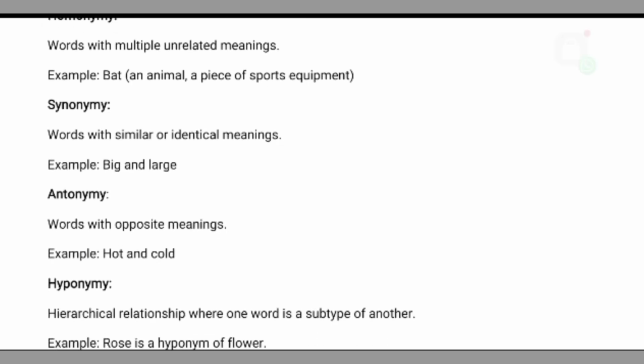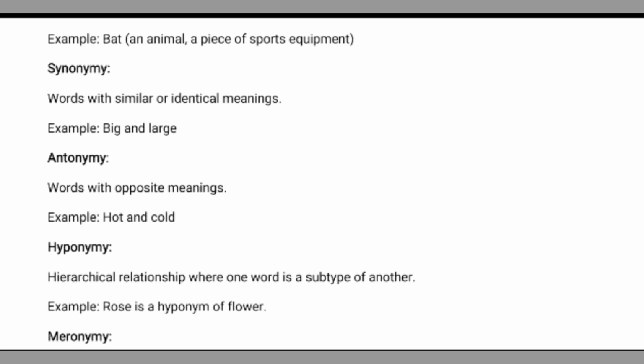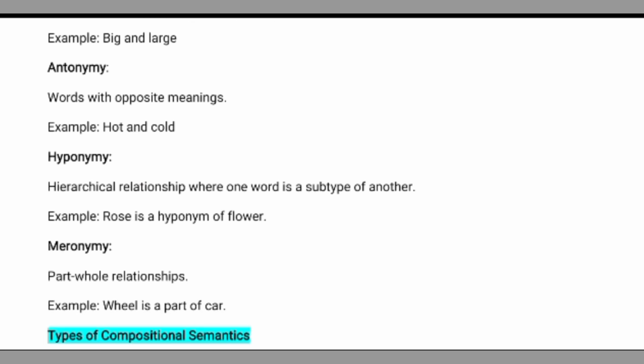Synonym, also called synonymy: words with similar or identical meanings. The words which contain similar or identical meanings are called synonyms. It is very easy; big and large have the same meaning. Second is antonym or antonymy: words with opposite meanings. Words which contain opposite meanings are called antonyms. Example, hot and cold. We can have a lot of other examples.